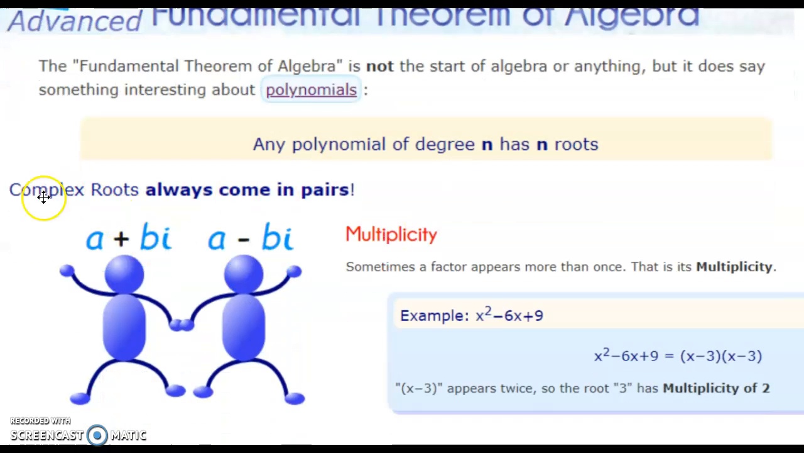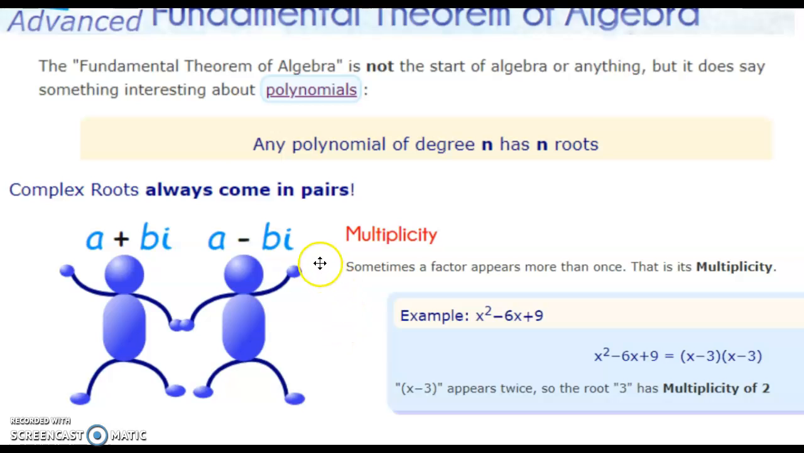A couple of things to keep in mind. Complex roots always come in pairs, just like irrational roots. So those pairs are called conjugates. Remember, we talked about how a conjugate is the exact same real number with the opposite sign on the imaginary number. The reason why these come in pairs, just like square root answers come in pairs, is because we get imaginary numbers by taking the square root of a negative number. So every time we take the square root, we get the positive and the negative version of it. So it's the same reason that our irrational numbers also come in pairs.